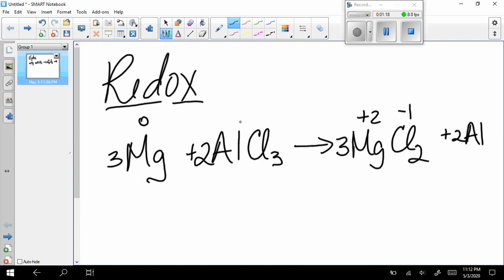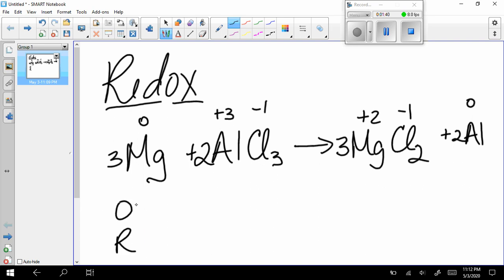Aluminum, I can crisscross this 3 right back up there, and I notice on the periodic table that aluminum's oxidation state is most likely a plus 3, and that's why the 3 crossed down. And Cl is a minus 1, which is why a 1 crossed down right here. And aluminum is alone. And then oxidized and reduced.